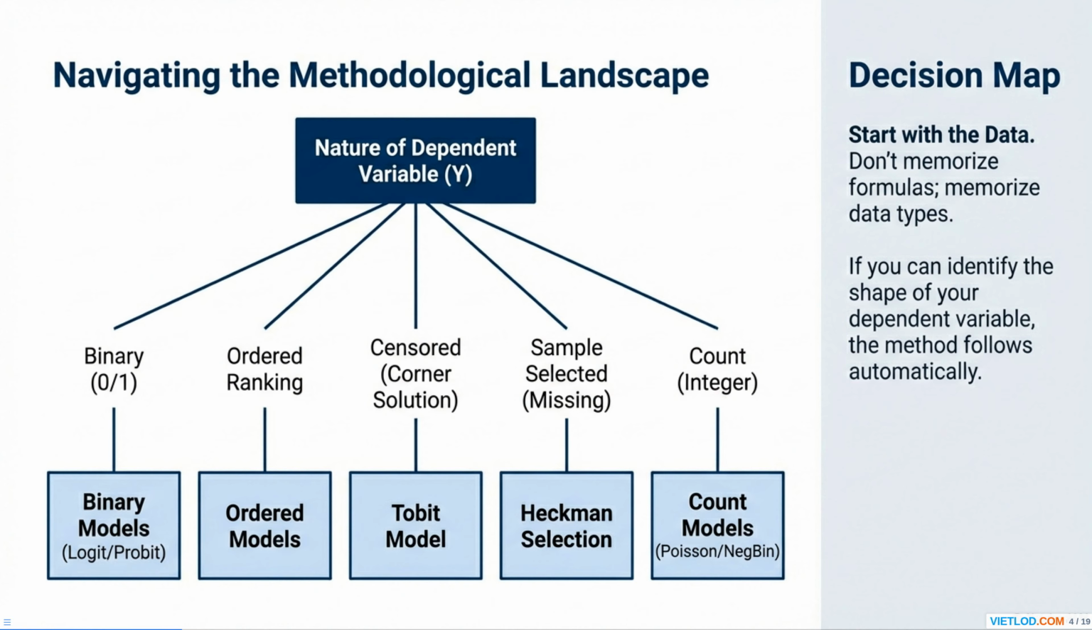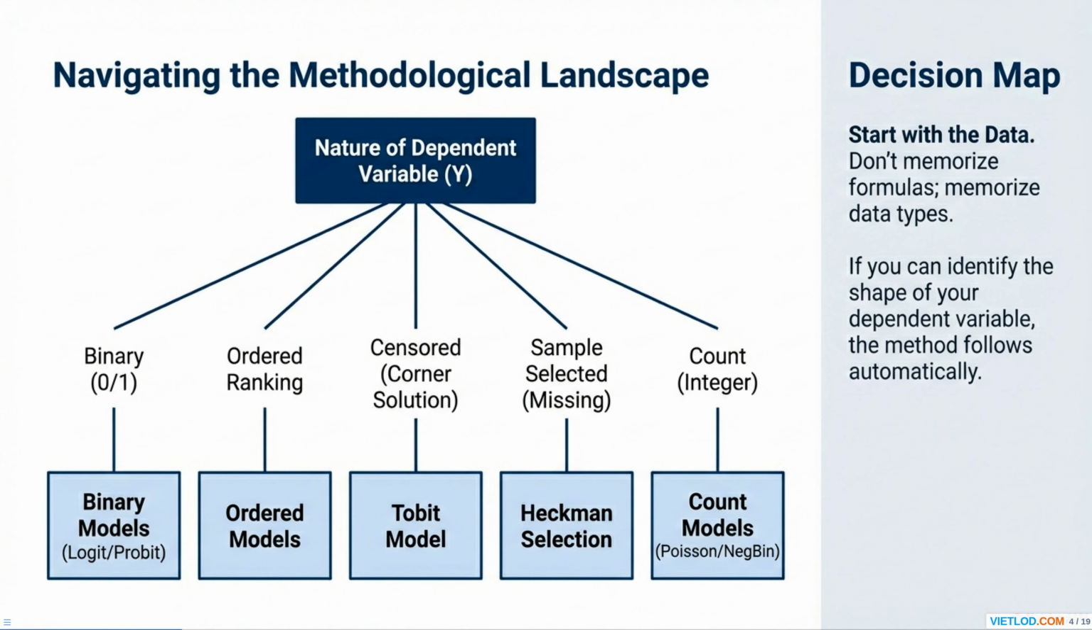To effectively choose the right econometric model, the most crucial first step is to start with your data and thoroughly understand the nature of your dependent variable, y. Rather than memorizing complex formulas, focus on identifying the specific data type you are working with. If you can clearly identify the shape and characteristics of your dependent variable, the appropriate modeling method will follow automatically. For instance, if your dependent variable is a binary choice, like a yes-no or 0-1 outcome, you'll utilize binary models, such as Logit or Probit.